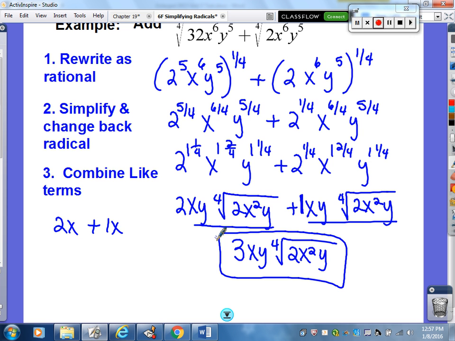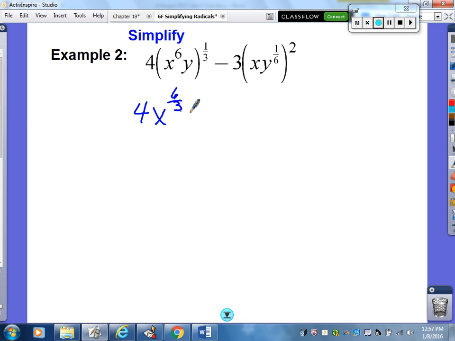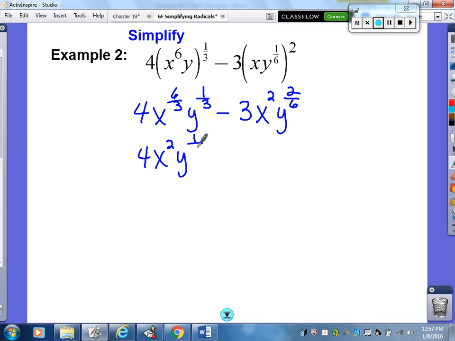Okay, let's look at another one. Now this one's already in rational form, so we're just going to apply our properties. It's going to be 4x to the 6/3, y to the 1/3, minus 3x squared, y to the 2/6. Because these are rational, now we want to reduce our fractions. So we're going to get 4x squared, y to the 1/3, minus 3x squared, y to the 1/3.